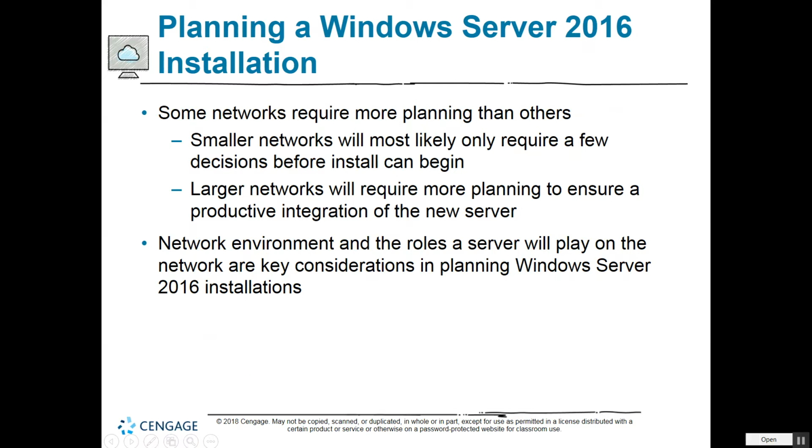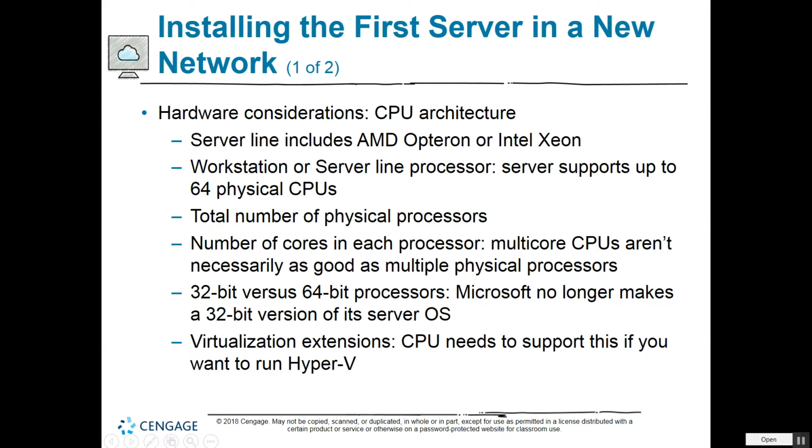Now, some networks require more planning than others. Smaller networks don't take many decisions. Larger networks take a lot of decisions and a lot of planning to make sure that the system is as productive and efficient as we want it to be. Now, network environment and roles a server will play on the network are key considerations in planning Windows Server 2016 installs. Okay. We've got hardware considerations, the CPU architecture.